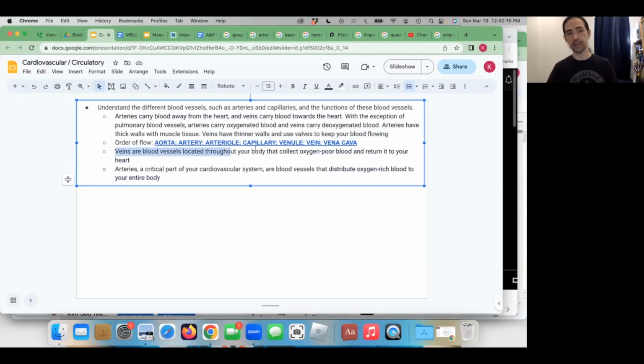Veins are blood vessels located throughout your body that collect oxygen-poor blood and return it to your heart. That's the same as saying veins carry deoxygenated blood. Arteries are also vessels. Arteries are blood vessels that play a critical part of your cardiovascular system. They distribute oxygen-rich blood to your entire body.